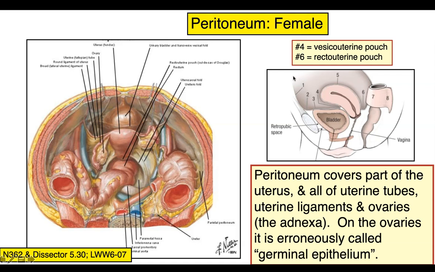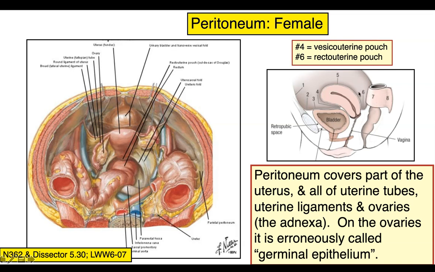Here in the sagittal section, you can see the peritoneum goes from the anterior abdominal wall over the urinary bladder. Then it goes over the anterior surface of the uterus, the body and fundus of the uterus. It covers the superior aspect of the uterus, then the posterior surface of the uterus, and it goes all the way down here, and then it goes up over the rectum. So in the female, the uterus lies in between the urinary bladder and the rectum.